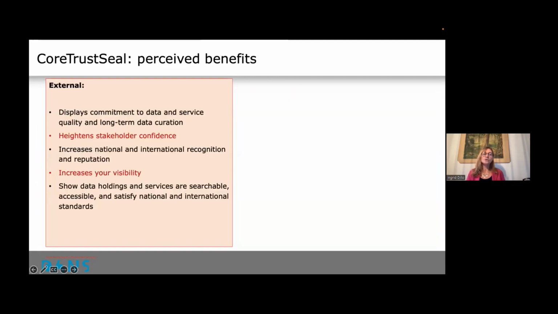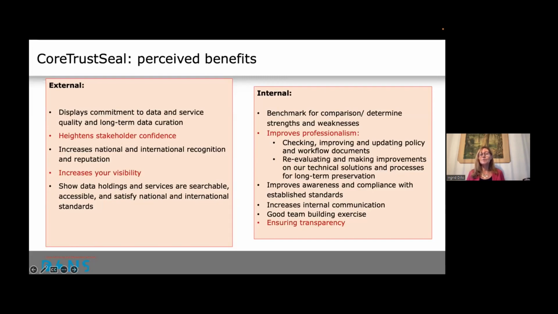So why are repositories interested in doing this? What are the benefits that they perceive? First of all, there are external benefits. It heightens the confidence of stakeholders in a repository if it's certified. And it also increases, of course, the visibility of a repository. But interestingly enough, repositories themselves feel that the internal benefits are even bigger. Because when they go through a process like this, it very much improves their professionalism and it gives them the opportunity to be completely transparent about what they do, how they do it, and why they do it.